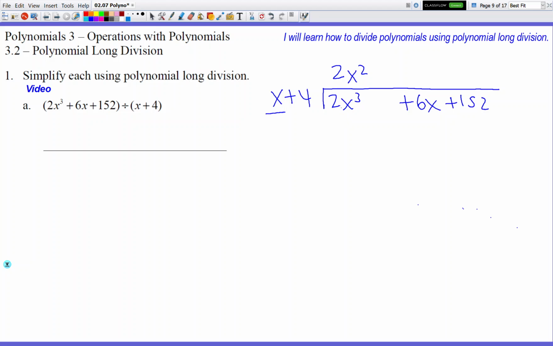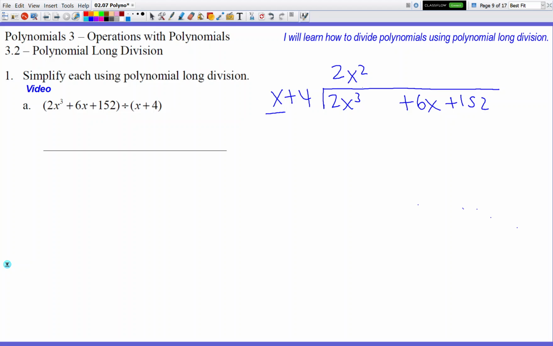You want to turn the very front term of whatever's on the outside of your division symbol into the very front term of whatever's on the inside. So in this case, 2x cubed. And 2x squared is going to do that trick for us. So that's the first thing you want to do in round one. We're going to do this process a couple of times until we are done with the problem.